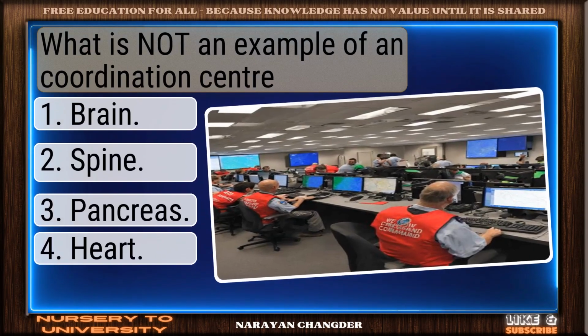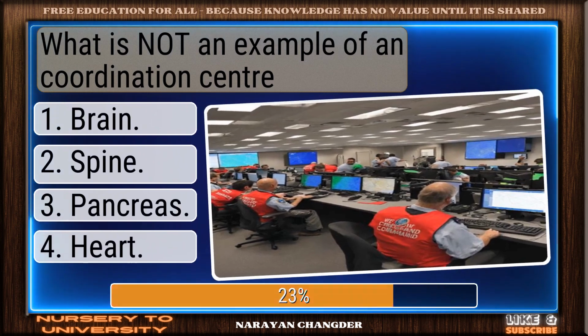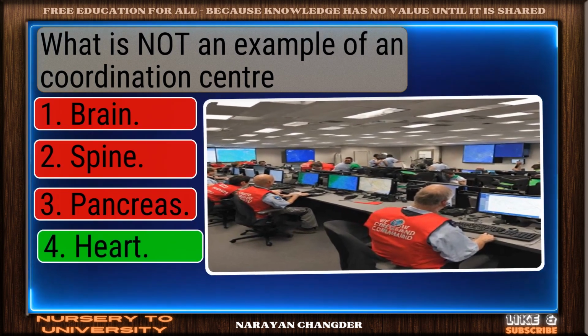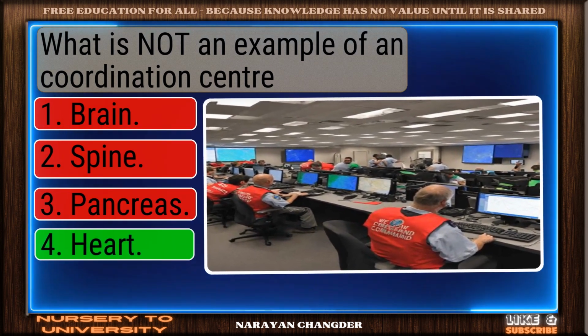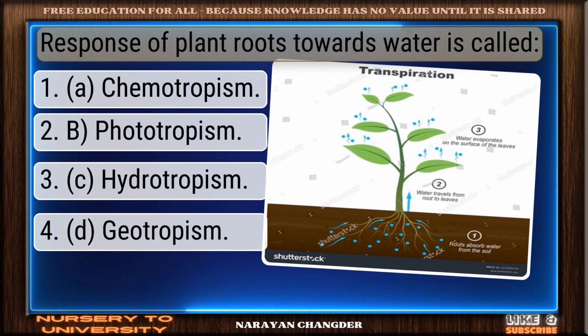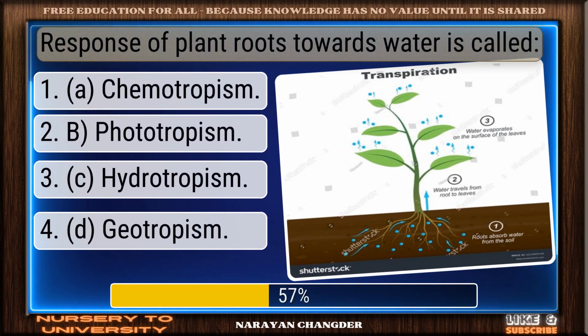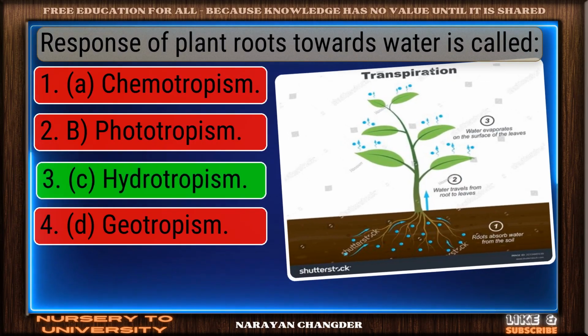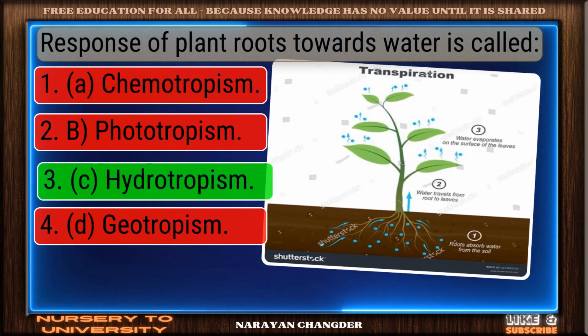What is not an example of a coordination center? You chose heart, correct? Response of plant roots towards water is called. Smart pick. Hydrotropism is correct.